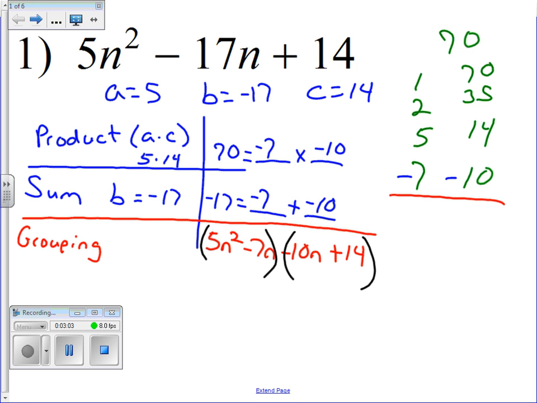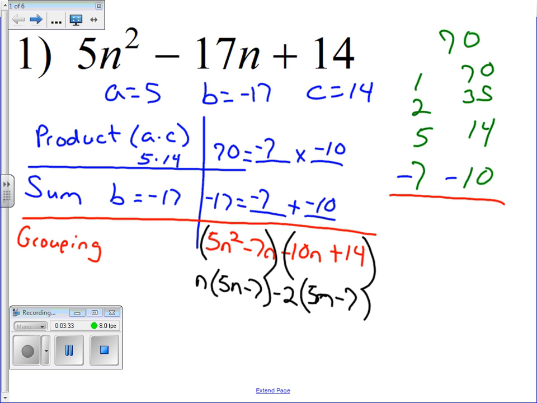Can I factor out anything from 5n squared and 7n? Yes, I can factor out an n. So that will give me 5n minus 7. And then for negative 10n plus 14, I can factor out a negative 2. And I will get 5n minus 7.